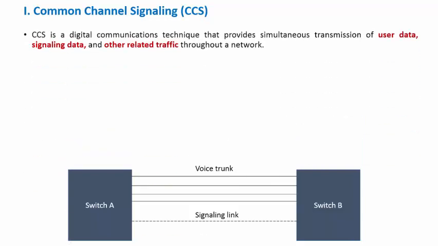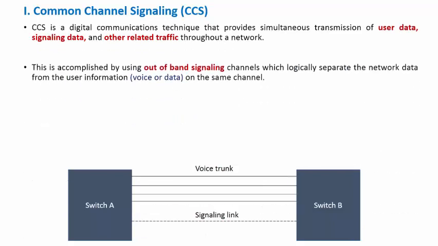So common channel signaling, which is observed in the digital communication field, provides simultaneous transmission of user data, signaling data and other service related traffic throughout the network. This is achieved by using out of band signaling channels which logically separate the network data from user information, that is voice or data, on the same channel.